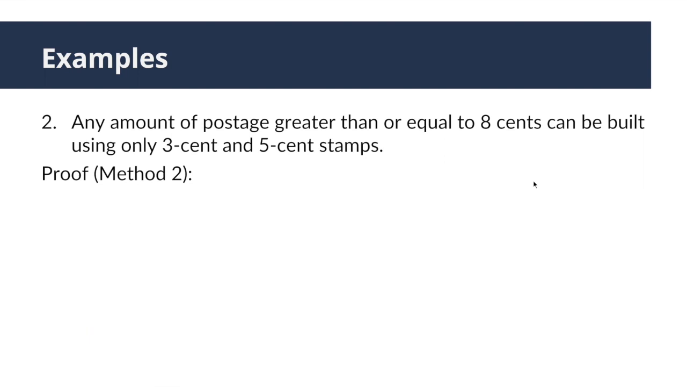In the second method, we still apply proof by strong induction. But the difference is now, in the basis step, we not only prove 8 can be represented by the summation of 3s and 5s, but also we add 2 more base cases. 9 is equal to 3 plus 3 plus 3, and 10 is equal to 5 plus 5.